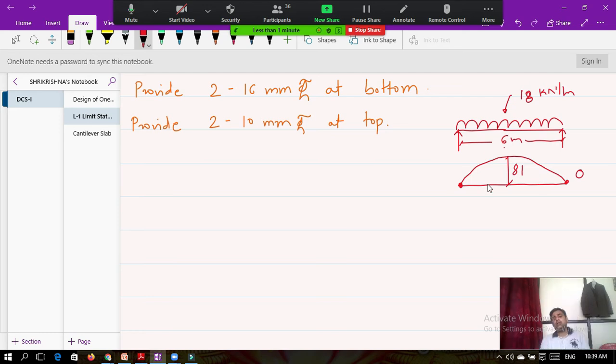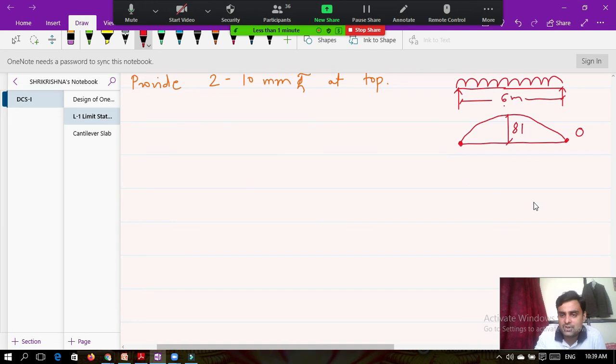Okay, theoretically it is okay, but practically what is happening, if you see the bending moment, then it is not like this. The bending moment of this beam is in this way. If I draw the profile, it may be like this.